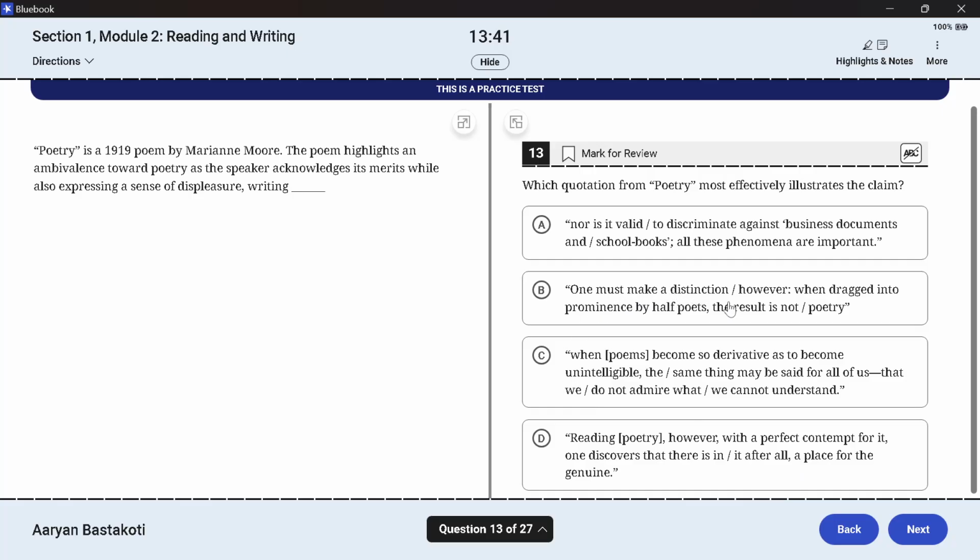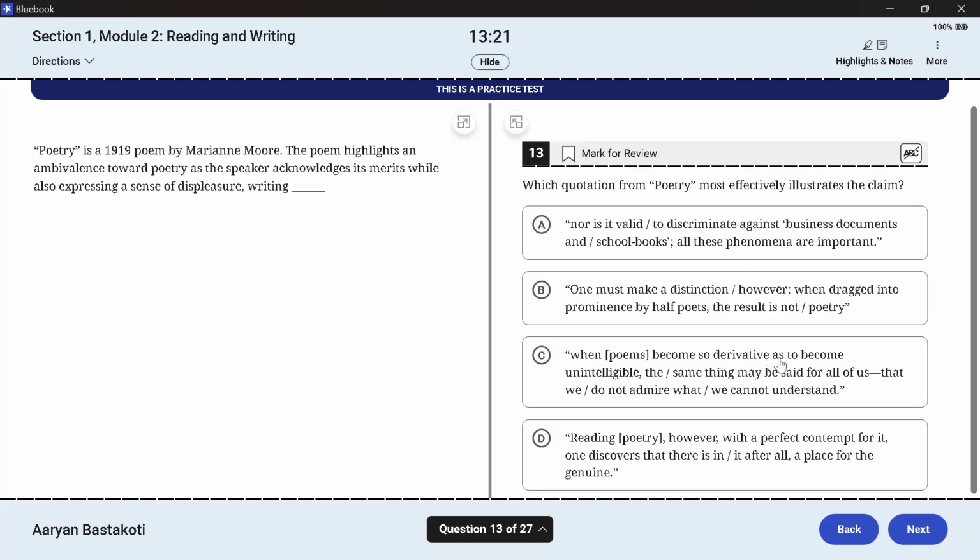One must make a distinction. However, when dragged into prominence by half poets, the result is not poetry. Does this acknowledge its merits? Hmm, I do not know which is the right answer, nor is it valid to discriminate against. This is not the right answer.